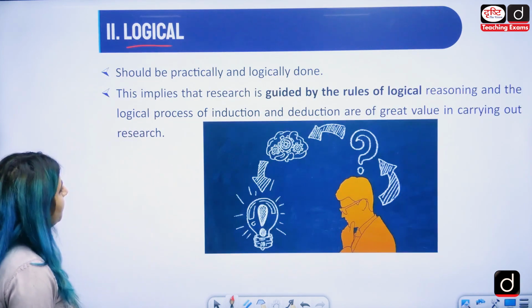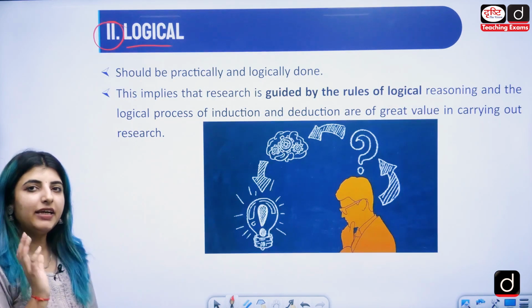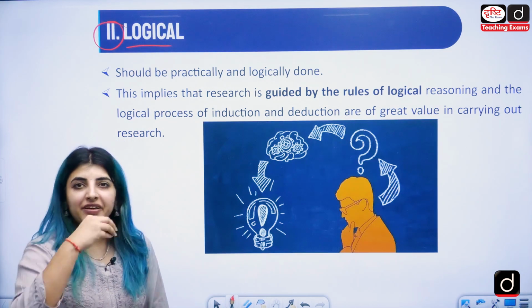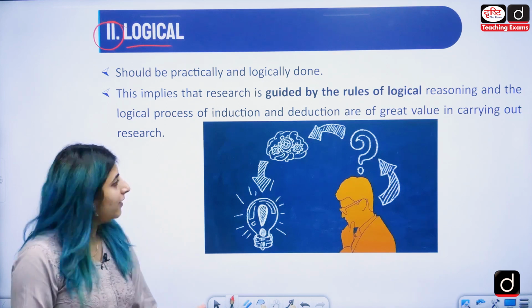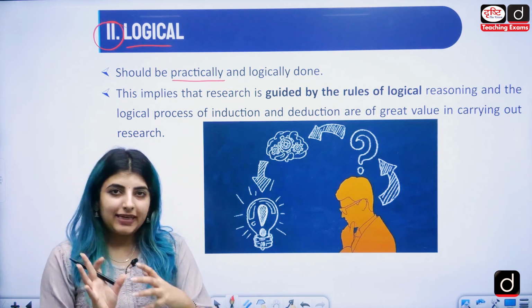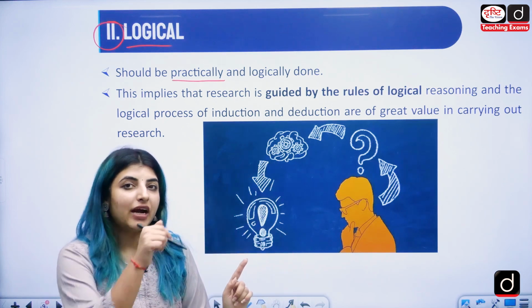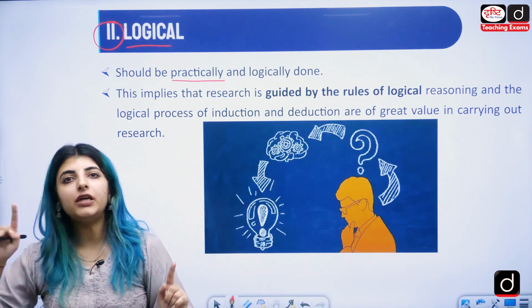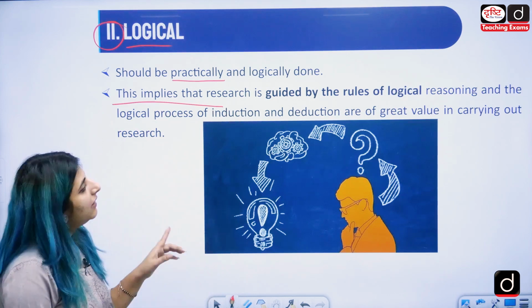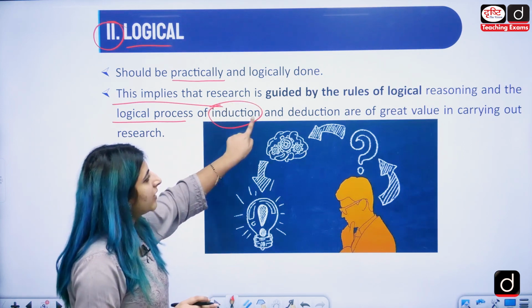It is logical, correct? If we try to talk about after cyclical, the 11th characteristic is that it is always and always, and it should always and always be logical. It should have some reason, it should have some rationale behind it, right? Practically and logically done. कि वो practically possible है. Step 1 से step 2 and 3 we are moving in a systematic manner, but we also need to make sure that that particular research is supported by the evidence and I am moving logically. This implies that research is guided by the rules of logical reasoning, and the logical process of induction and deduction are of great value.